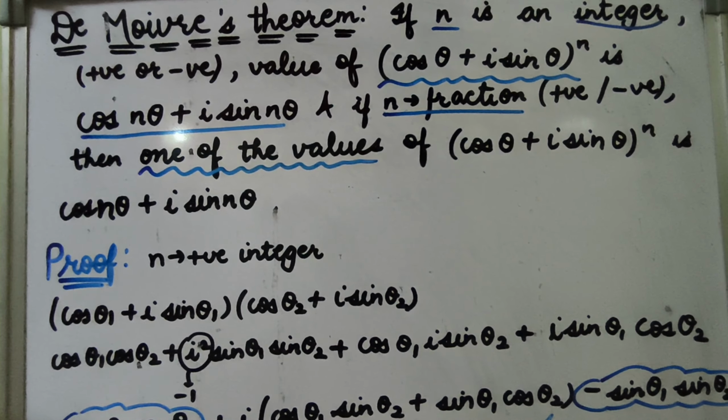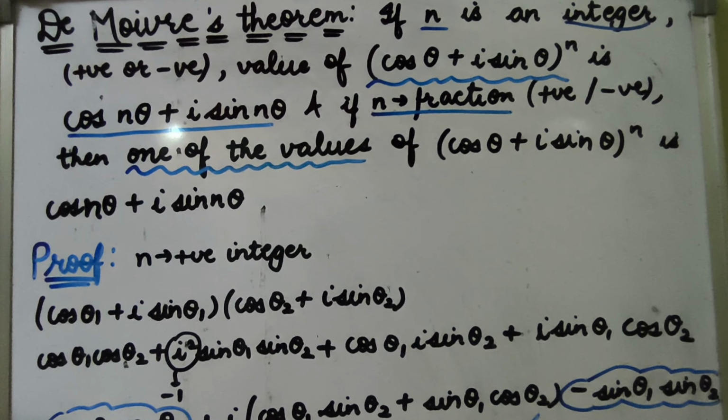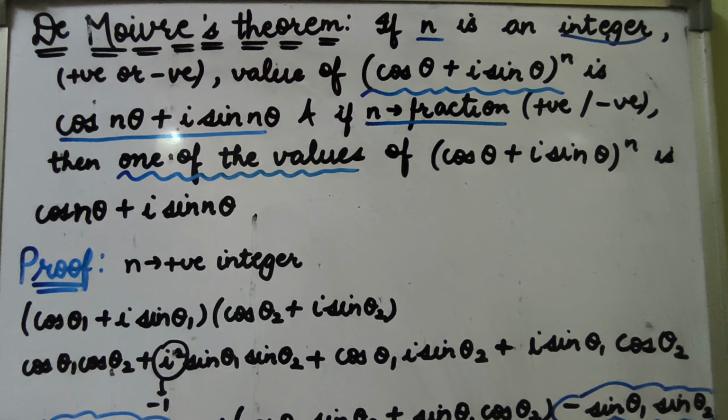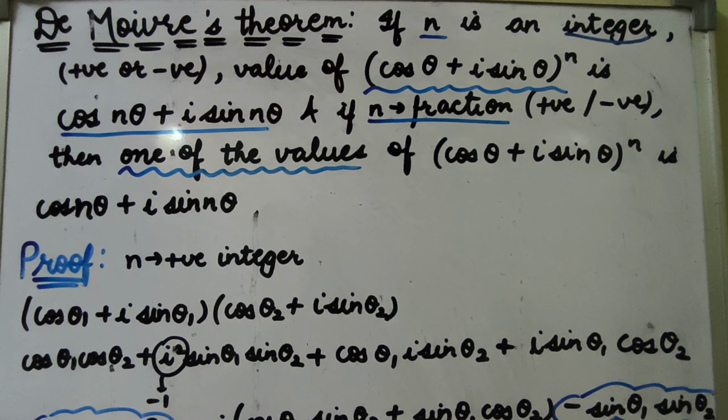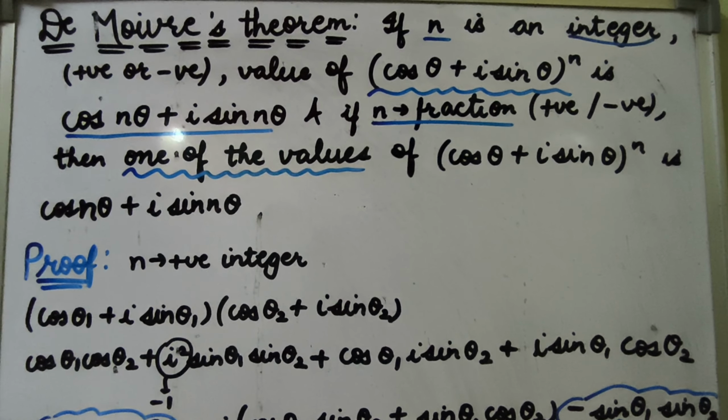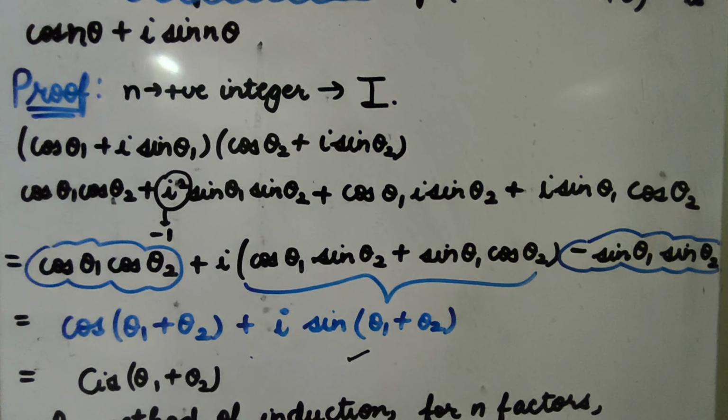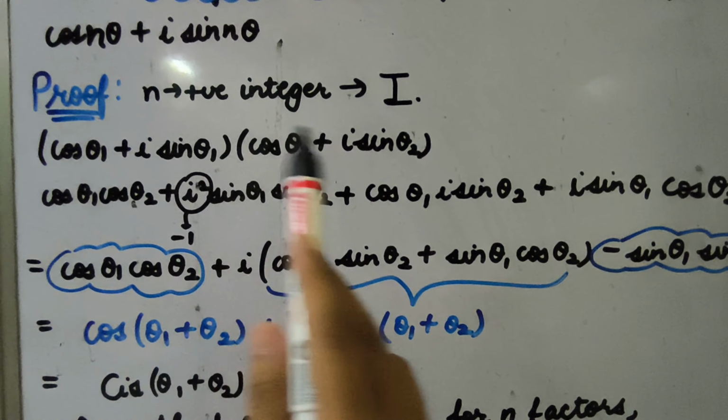And if n is a fraction, either positive or negative, then one of the values of (cos theta + i sin theta) to the power n is cos n theta + i sin n theta. Now we will consider its proof. First case is if n is a positive integer.